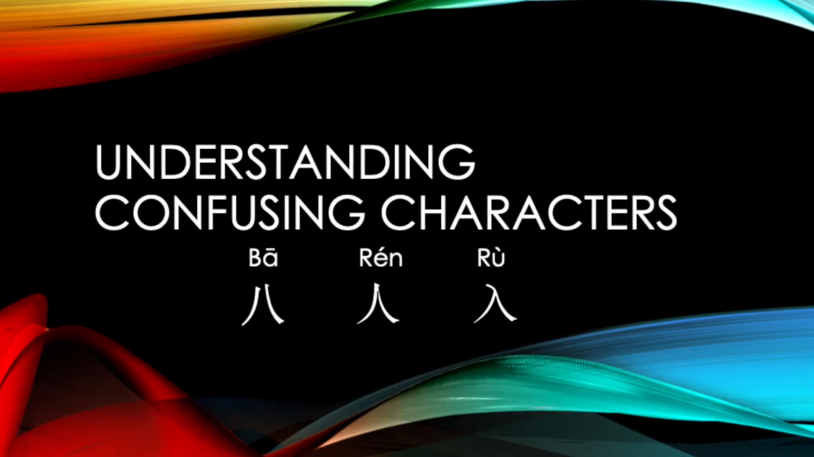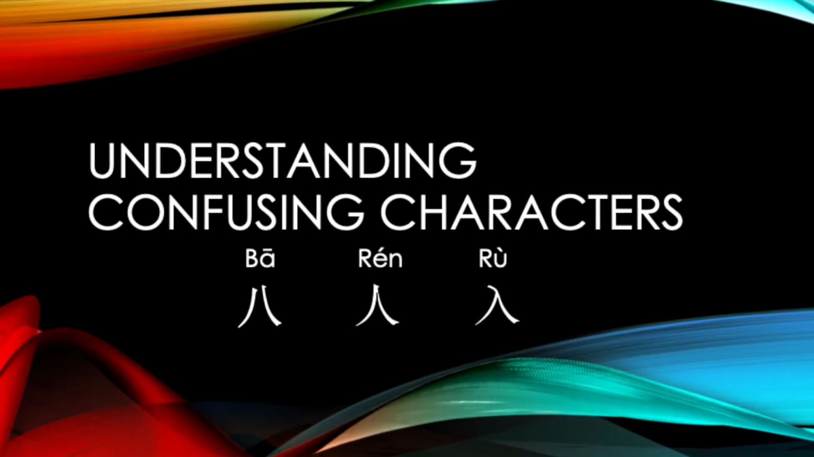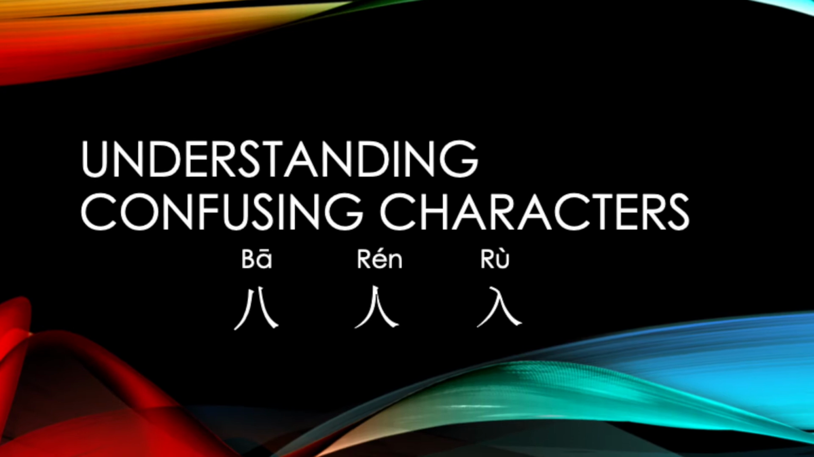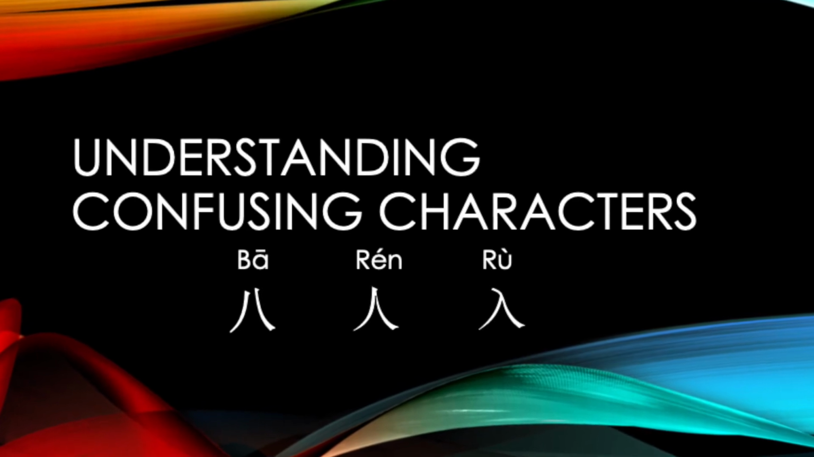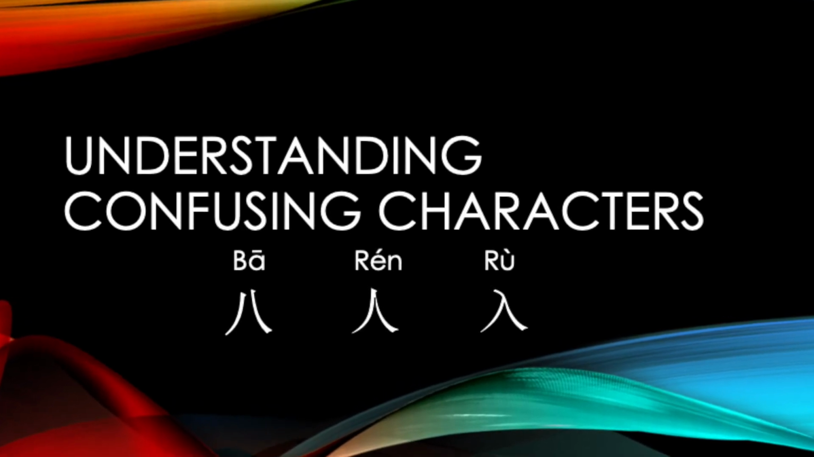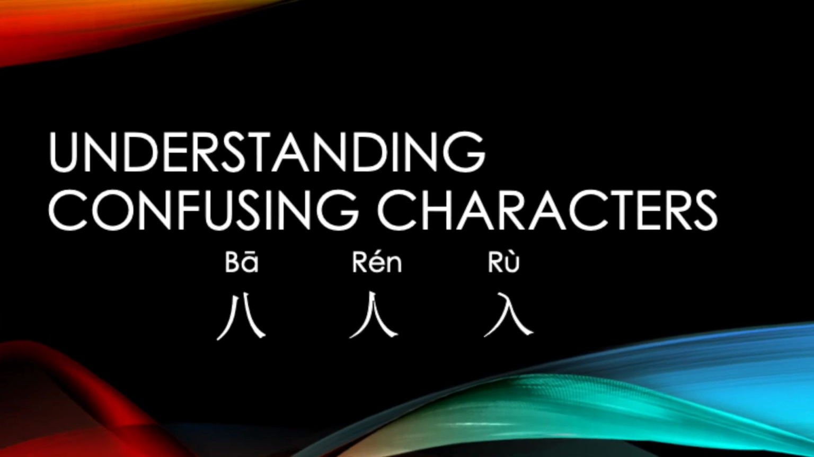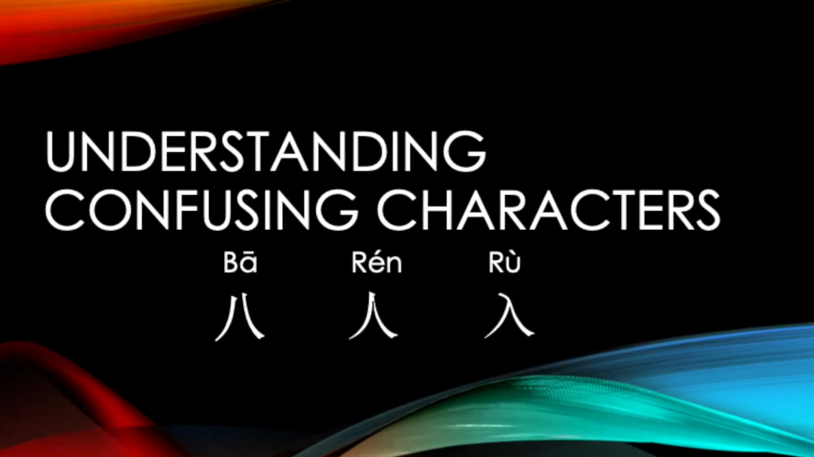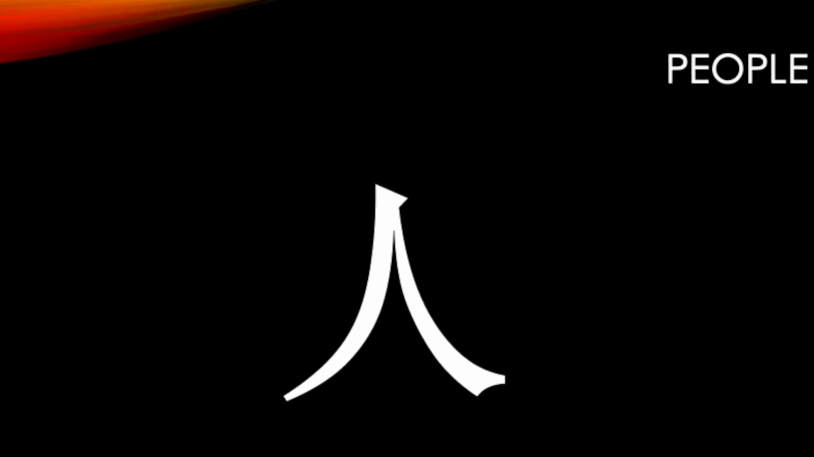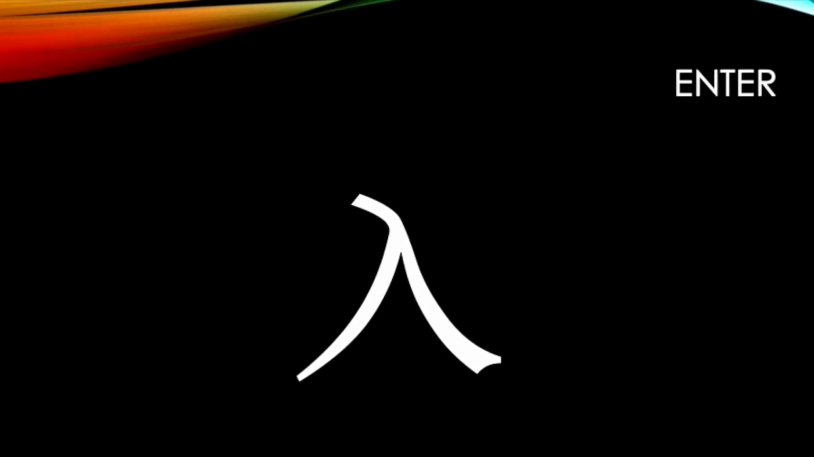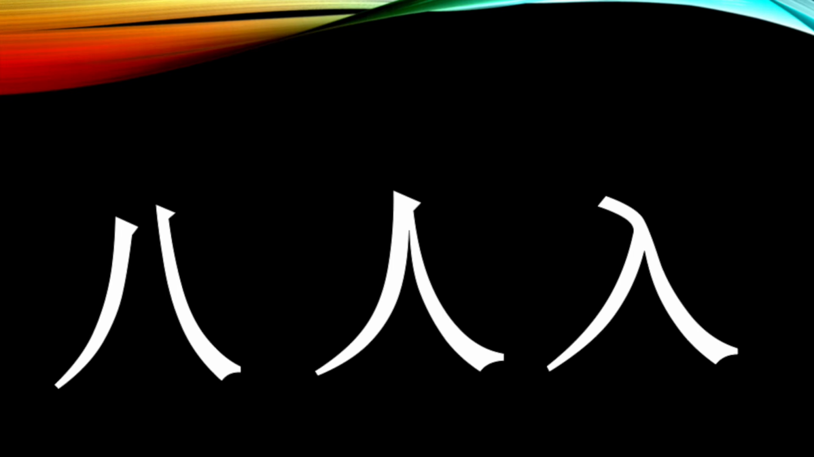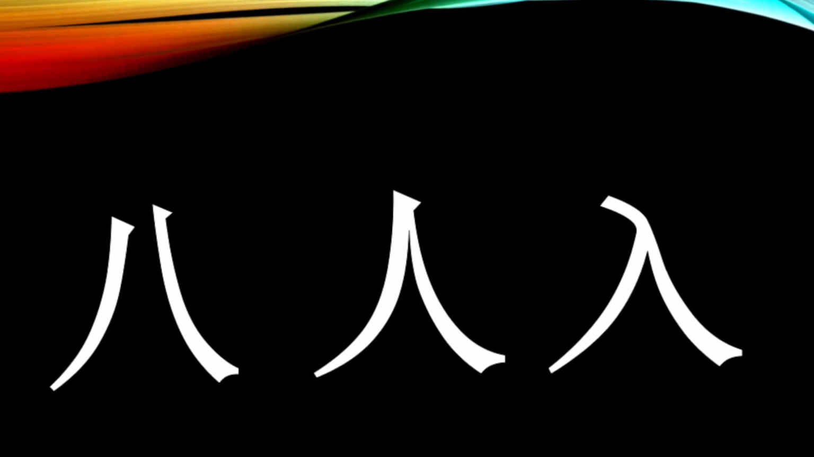Welcome to today's lesson. Today we're going to learn some very interesting but confusing characters. What are these characters? I call them 8, people, enter. 8, people, enter. These are 3 characters. It is pretty confusing. All of these characters have 2 strokes that contain left falling and right falling.